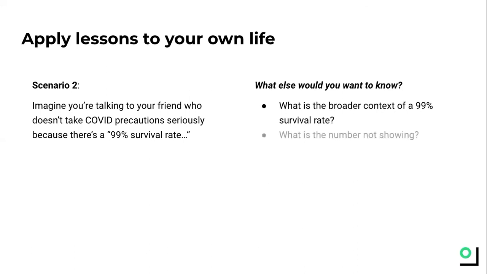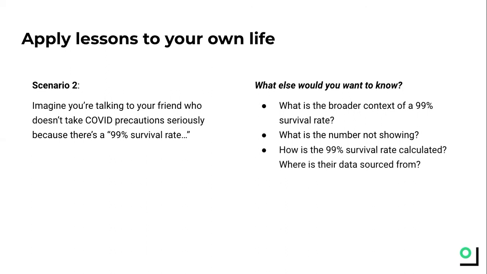As more people get COVID, fewer medical resources are available to take care of people. Therefore, COVID would get more deadly for those infected. Or, how is the 99% survival rate calculated? Where is their data sourced from? We hope that you apply some of the takeaways we've shared to your own experiences and conversations about COVID.